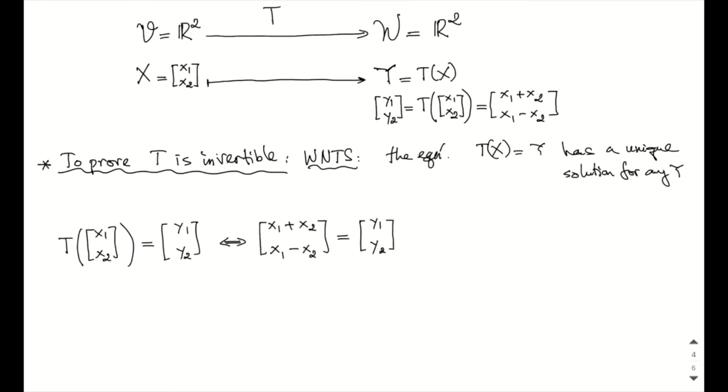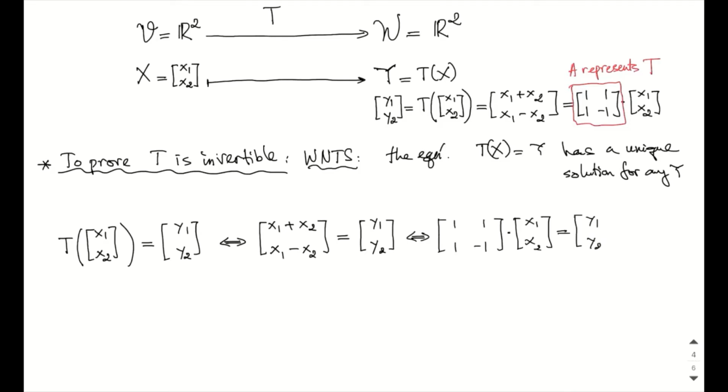Now, this is the matrix A that represents T. And so solving this equation is the same as solving this equation. In order to solve it, we are going to write the augmented matrix of the system of equations. The augmented matrix will have the coefficients being exactly the coefficients of the matrix A that we use to multiply with the vector x here. So we write 1, 1, 1, negative 1. And then on the right, we are going to have y1, y2.